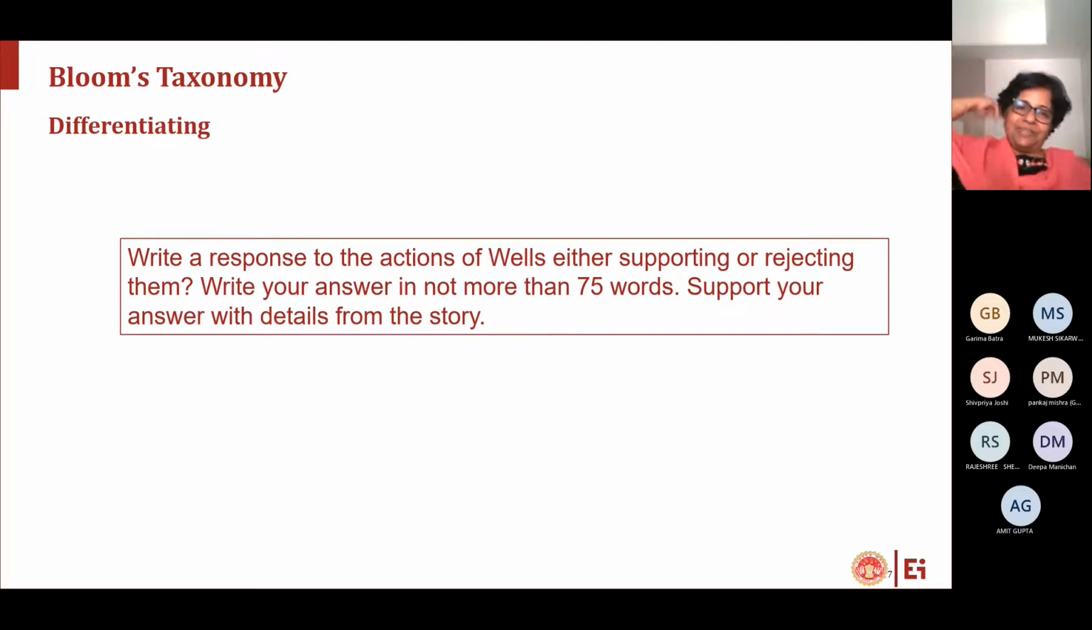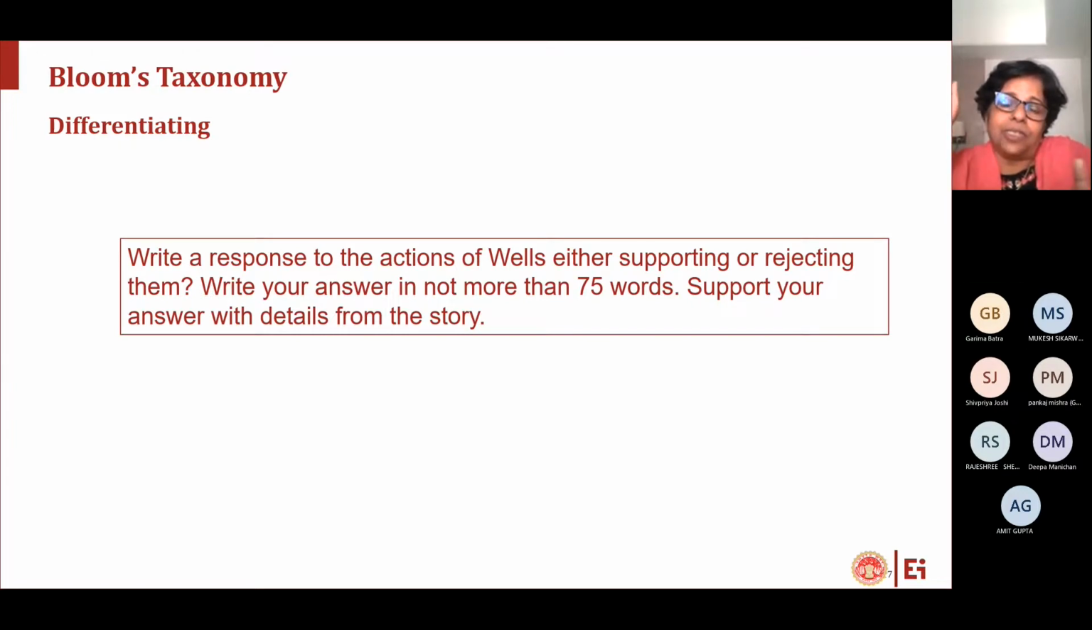Okay. So when there is a confusion, I told you any testing objective will have two things. One is the concept that is being tested. One is the cognitive skill that is being tested. You can take the help of either of the things to pin it down to granular or conceptual. Now, what is the concept it is testing? Let's say it is the actions of Wells, that is either the character or the plot. Let's keep it like that. Now, what is the question asking the child to do? Write a response to the actions of Wells, either supporting or rejecting.